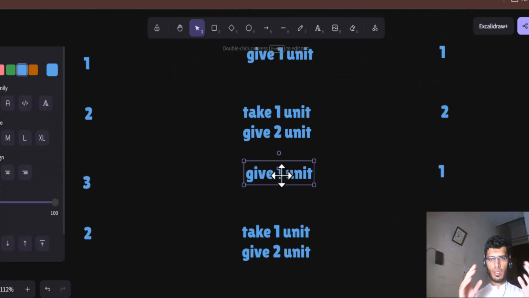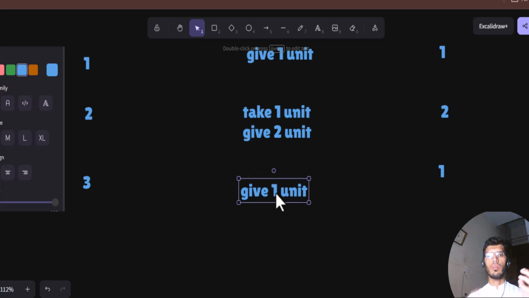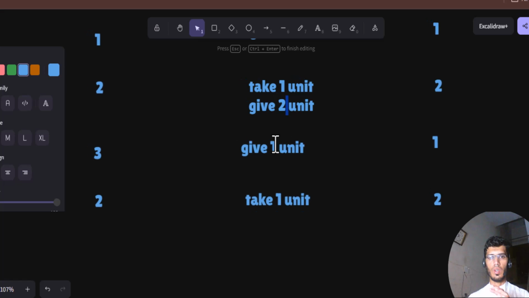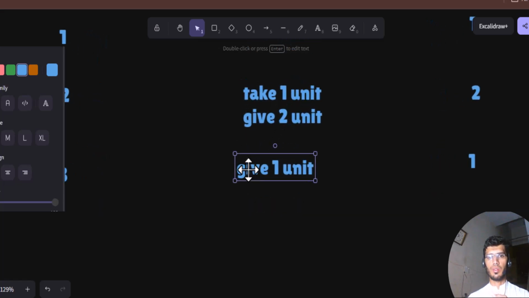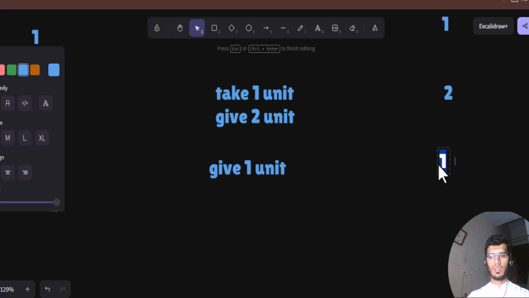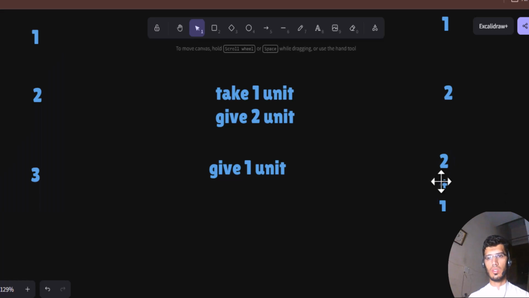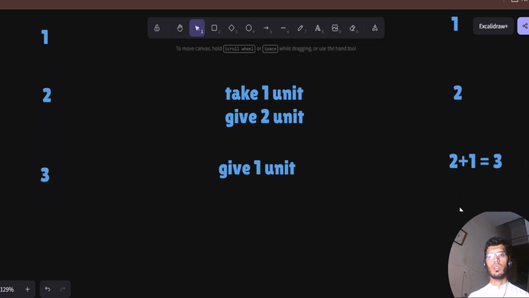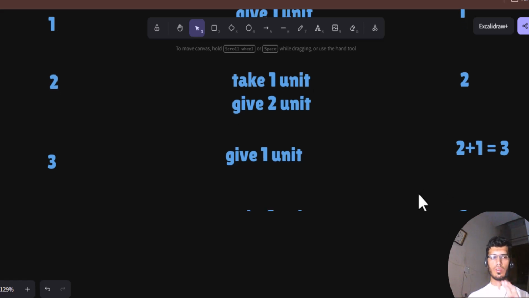On day 3, we will give 1 unit. As our employee already has unit 2, we will give him unit 1. So 2 plus 1 will be 3. So on day 3, the employee would have a total gold of 3 units.